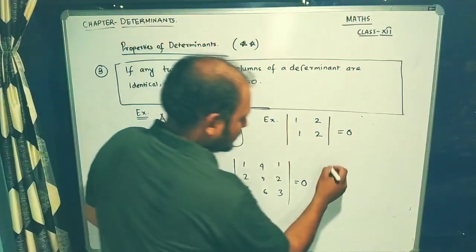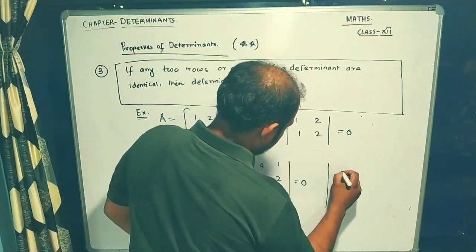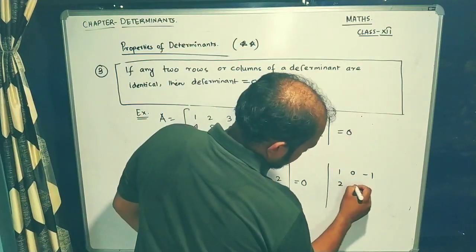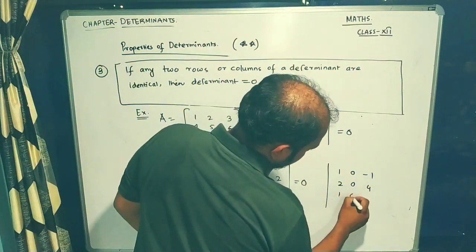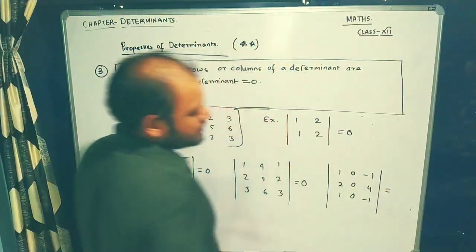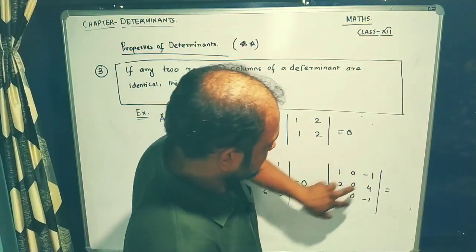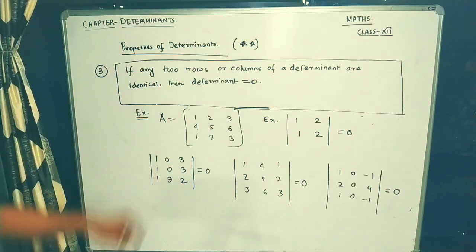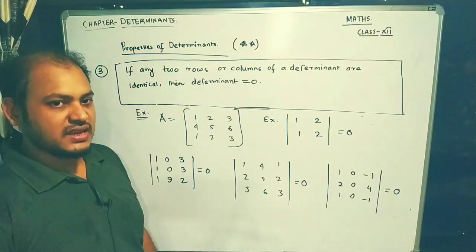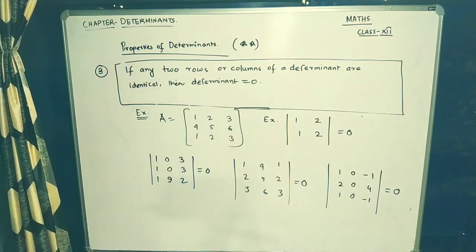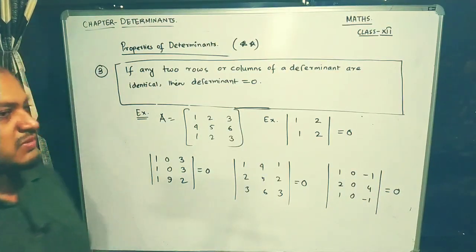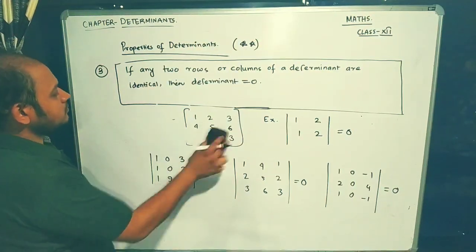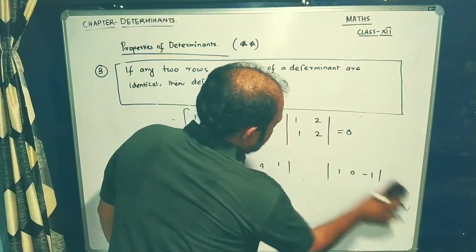Okay. Another example, let us say I have 1, 0, minus 1, then 2, 0, 4, again 1, 0, minus 1. What will be its determinant? Obviously this row is the same as this row, so determinant will be equal to 0. So according to the third property, if any two rows or any two columns are same in any matrix, then its determinant is equal to 0. That is 100% guaranteed. So keep this in mind always. This is a very important property. Let's move to the fourth property.